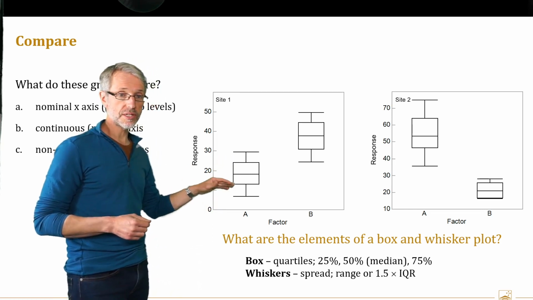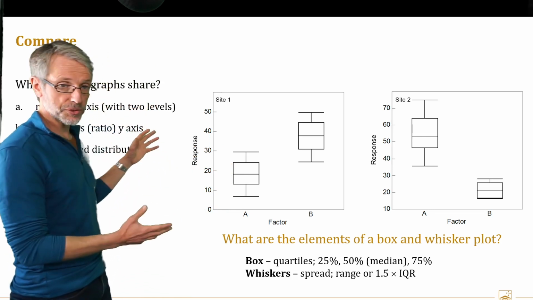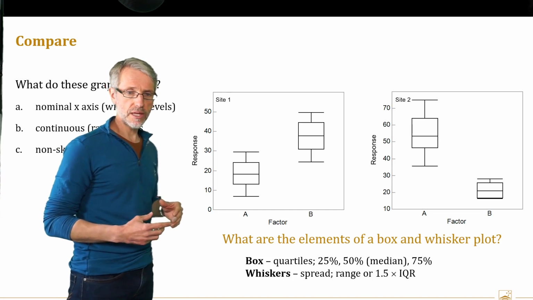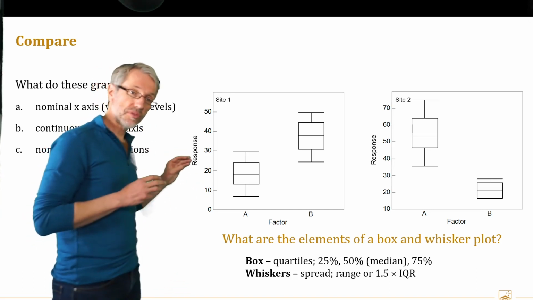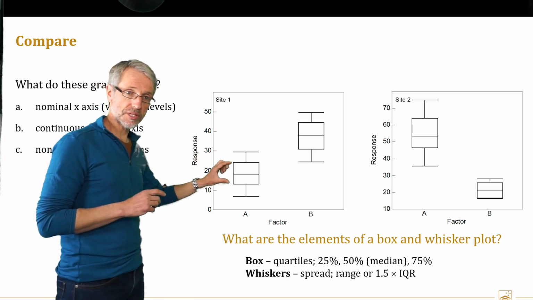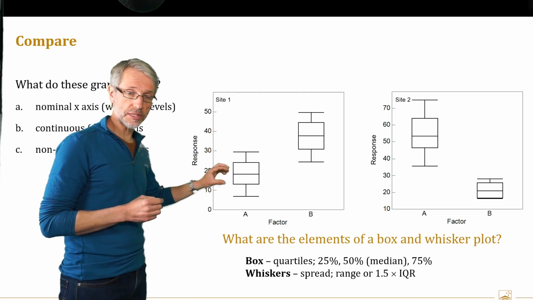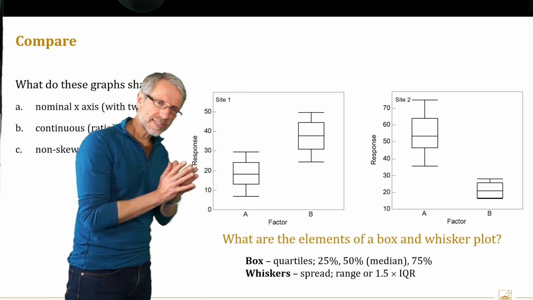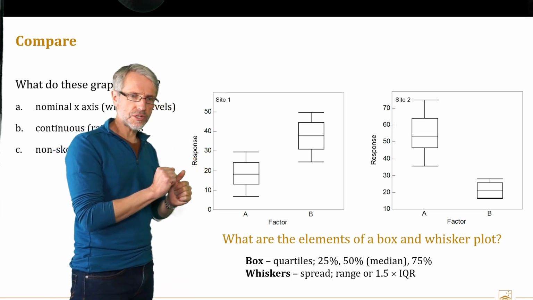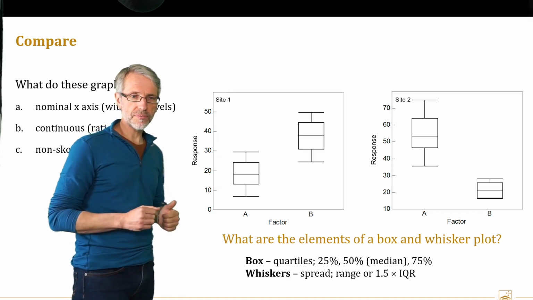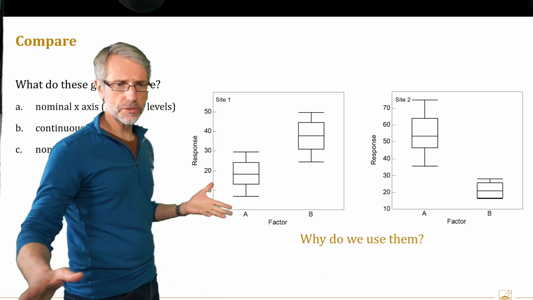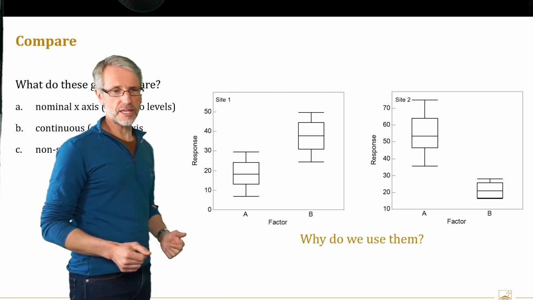And the whiskers represent either the full spread of the data, or if it's a very, very dispersed data set, 1.5 times this interquartile range. Now, our data here are not very widely distributed, so you can see that the whiskers are quite narrow. So we have data that is relatively unskewed, and we don't have a very wide spread. So we can see that pretty quickly from a box and whisker plot. Now, why do we use them? Well, because they give us that information very quickly.